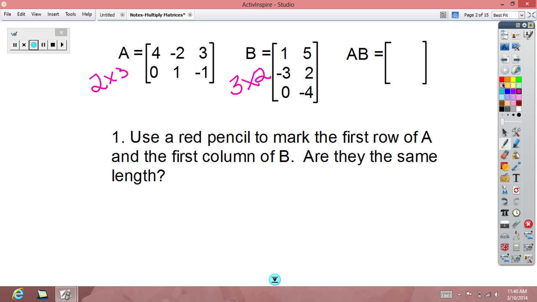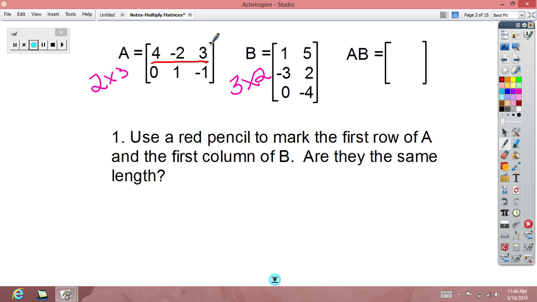So these are already made up, so I'm going to follow these directions. Use a red pencil. If you don't have a red pencil with you, that's okay. It's going to talk about 4 different colors. But using different colors may help at first, so if you have 4 different pens or pencils, that may be good. So use a red pencil to mark the first row of A and the first column of B.